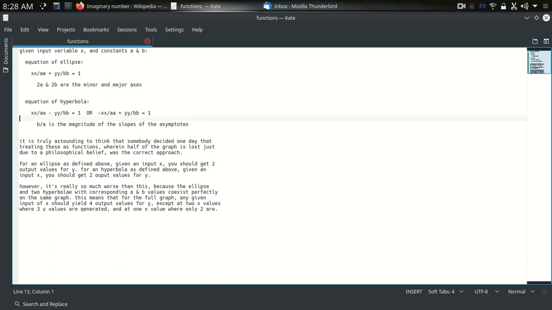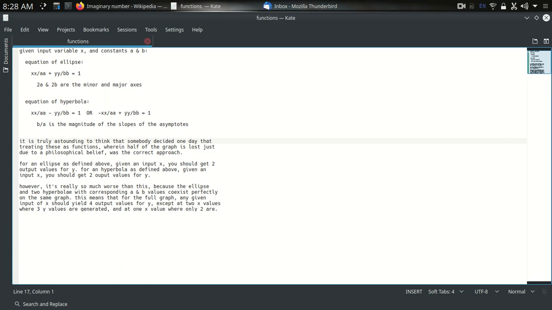Okay, so now if you understand what these graphs look like, what does the graph of an ellipse look like? There's a top half and a bottom half. That's a really weird way to say it, because why would you divide it that way? But function notation, or the idea of functions, cuts it that way, right? And I find it truly astounding that somebody decided one day that treating these as functions, where half of the graph is lost just due to a philosophical belief, was the correct approach.